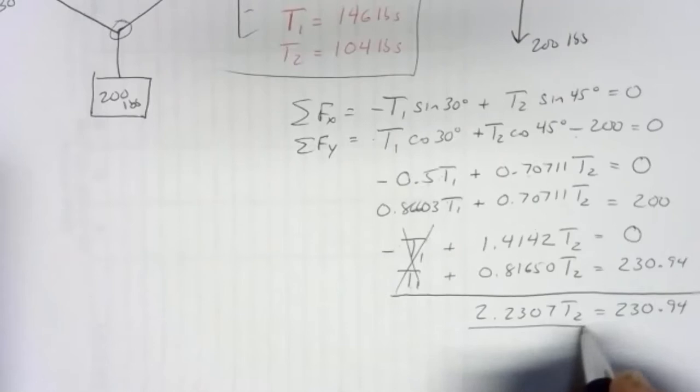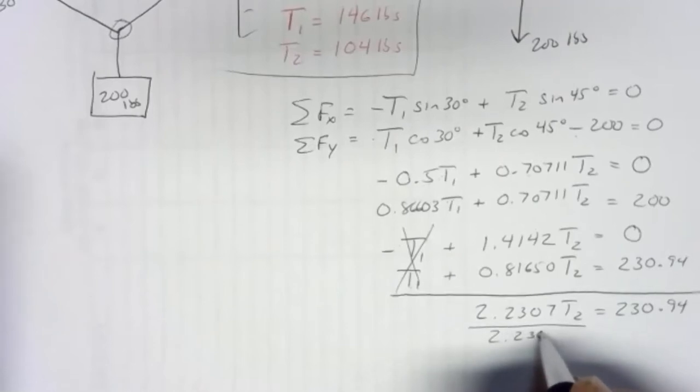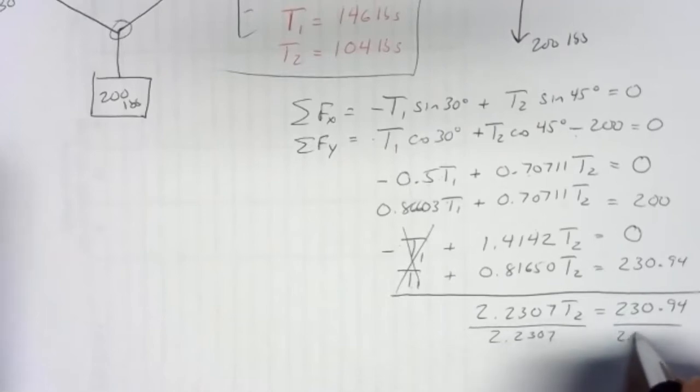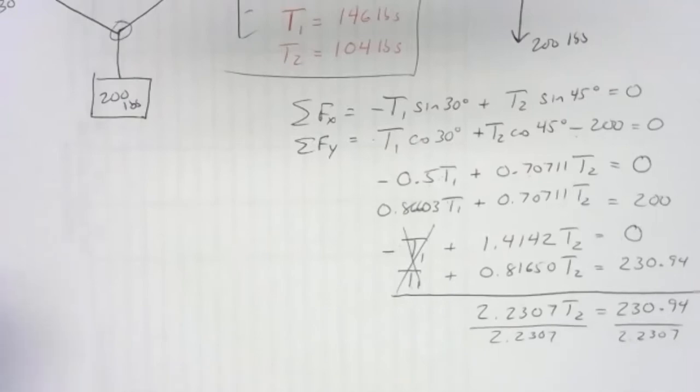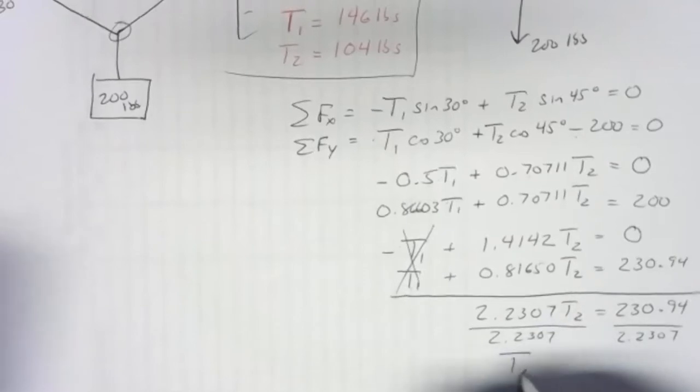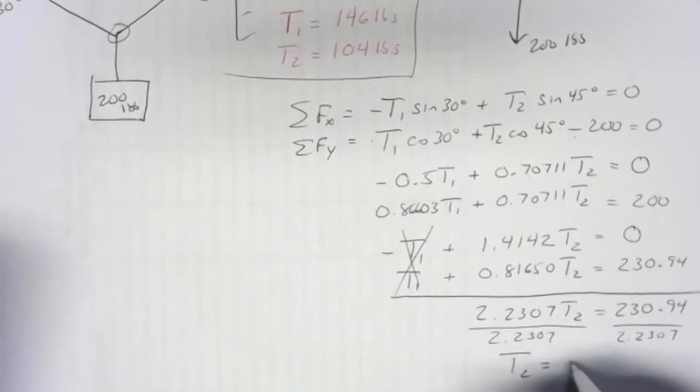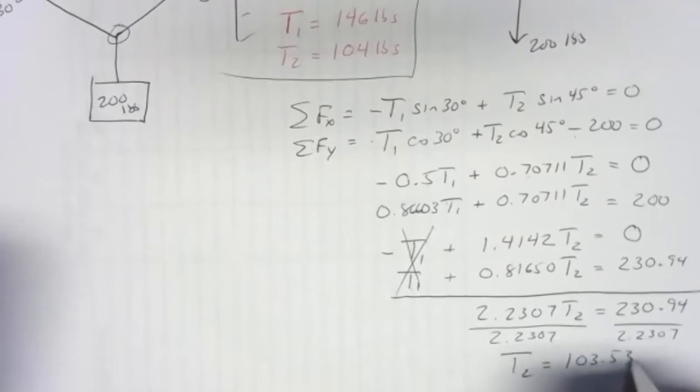230.94. Solve it the same as if we had a whole number out in front. We always just divide by whatever that coefficient is. And if we do that, we get T2 equals 103.53, and that would be pounds. So T2, 103.53 pounds. Now we're not done yet.